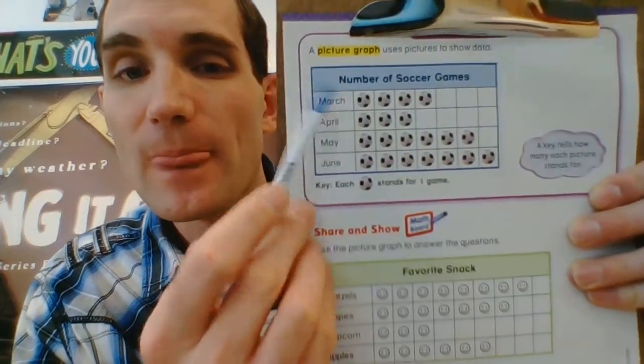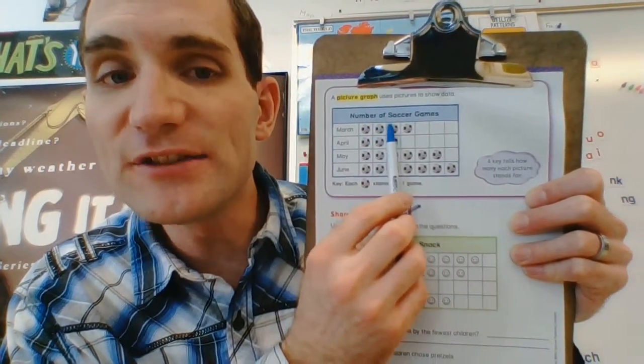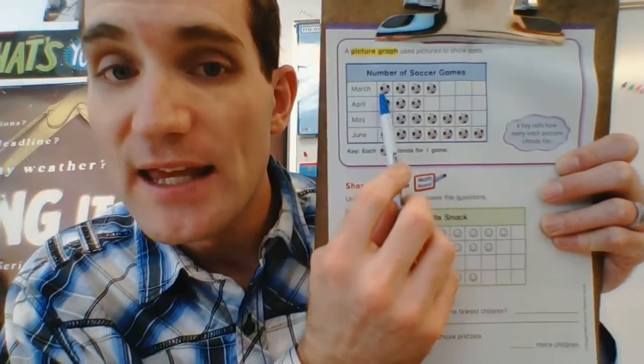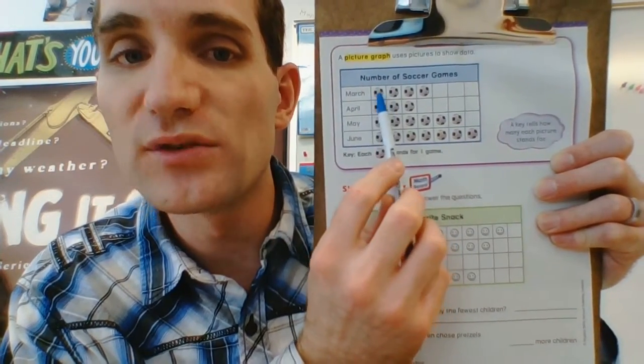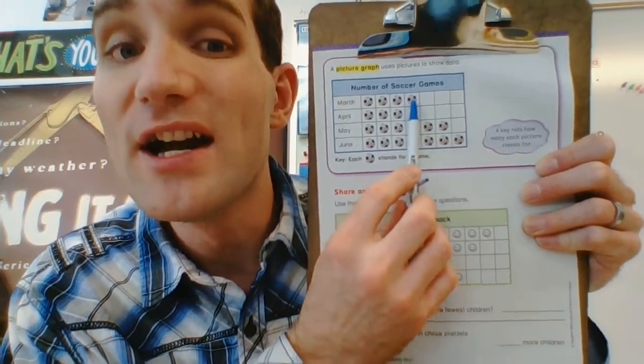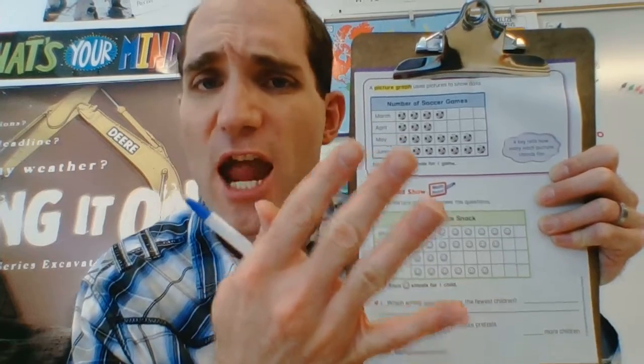So, you have to read the title to know what it's even talking about. These are the number of soccer games. In March, there was 1, 2, 3, 4. Now, sometimes some charts will say, oh, each ball actually means 5 games, which means you would have 5, 10, 15, 20 games in March.